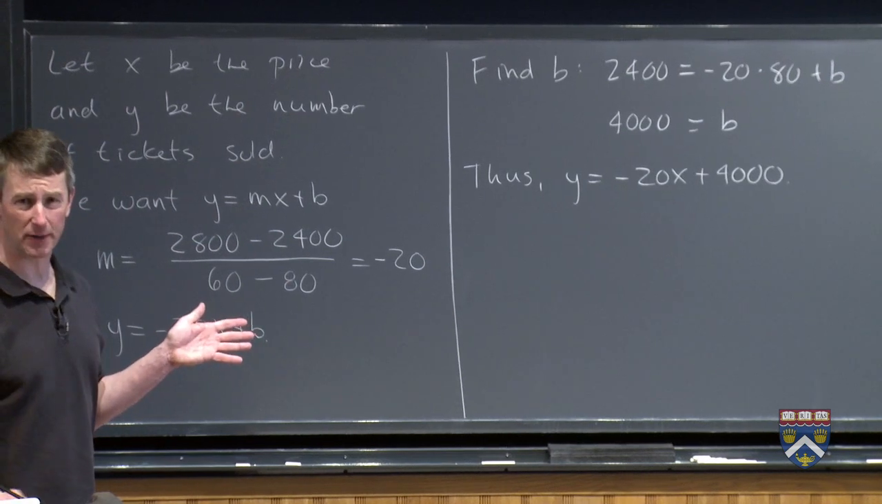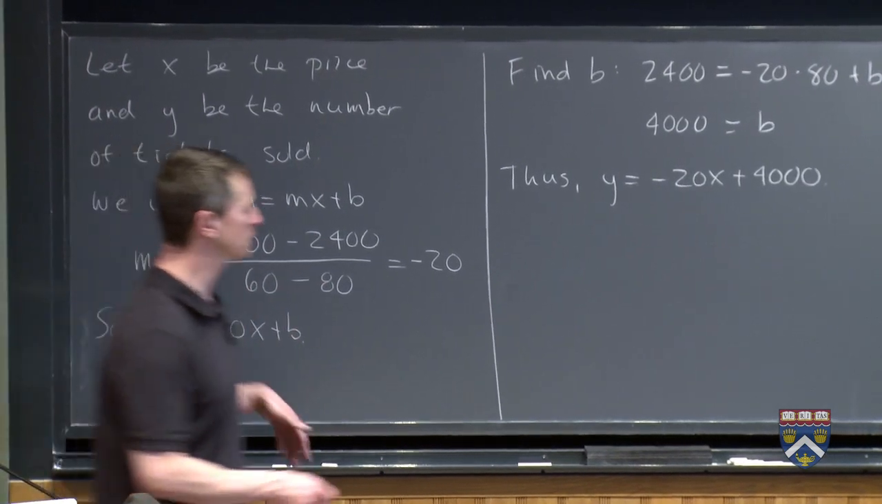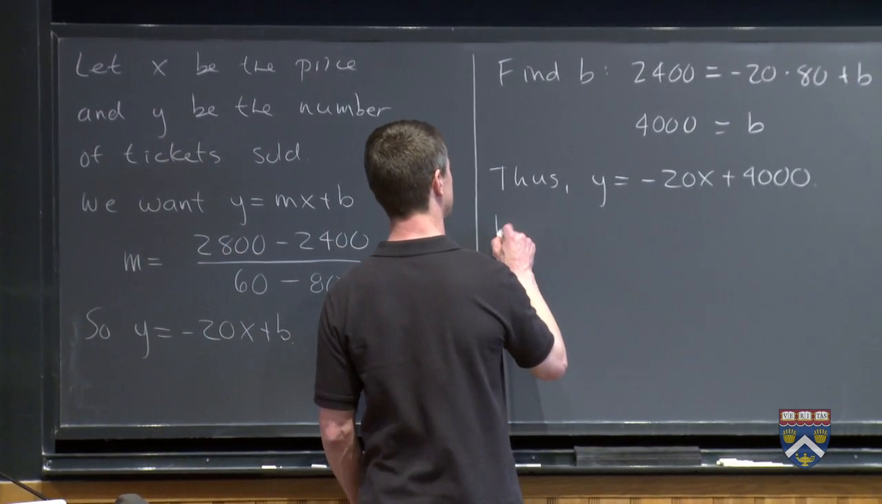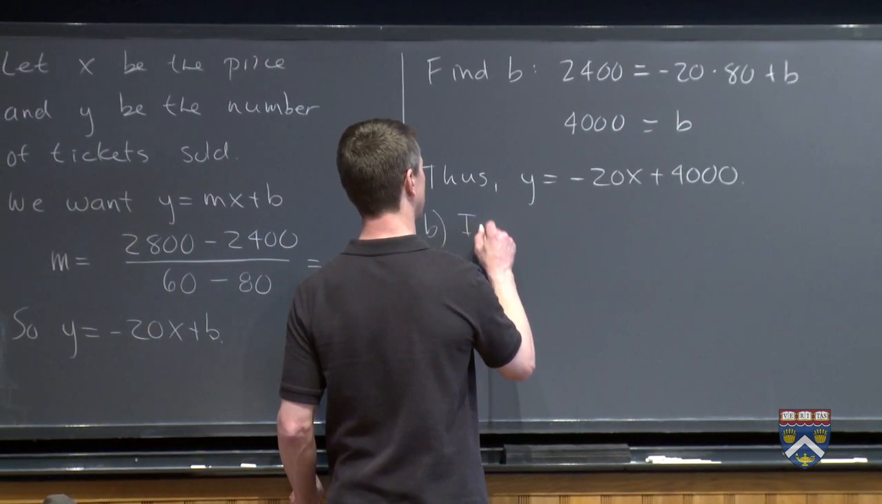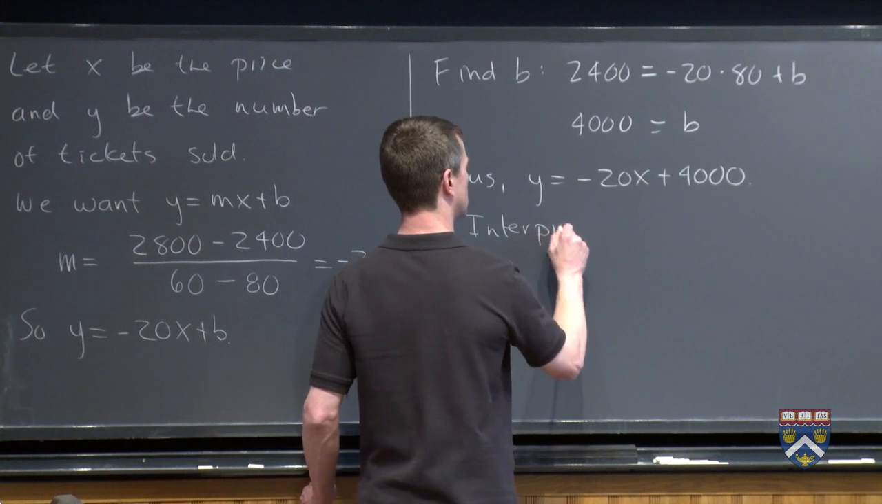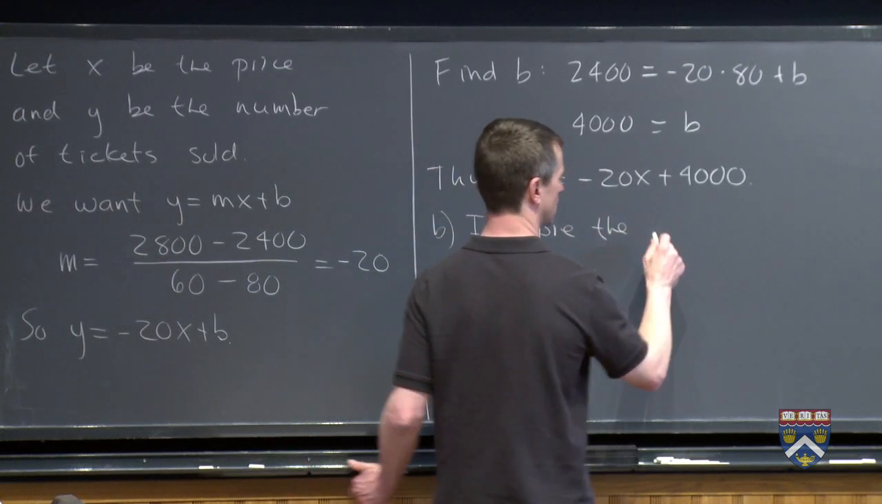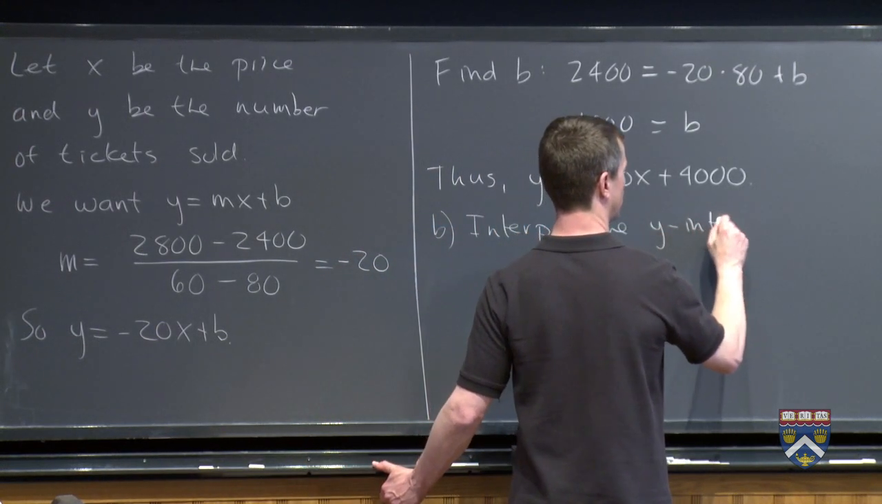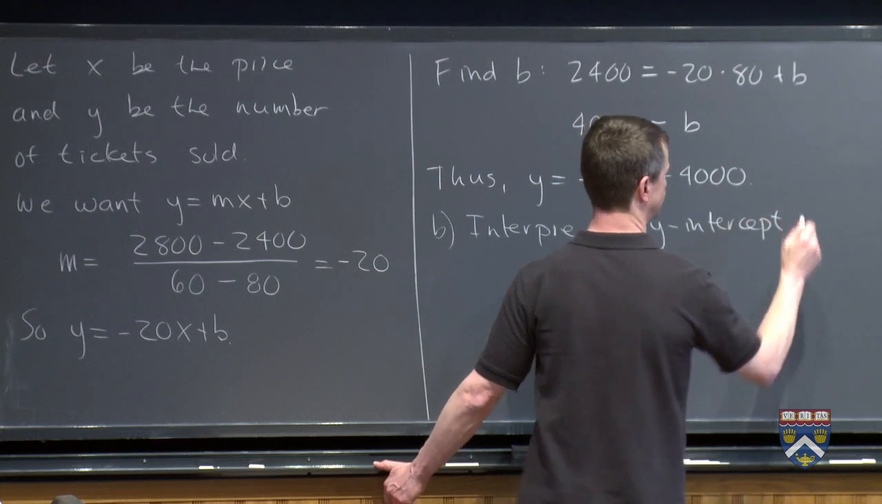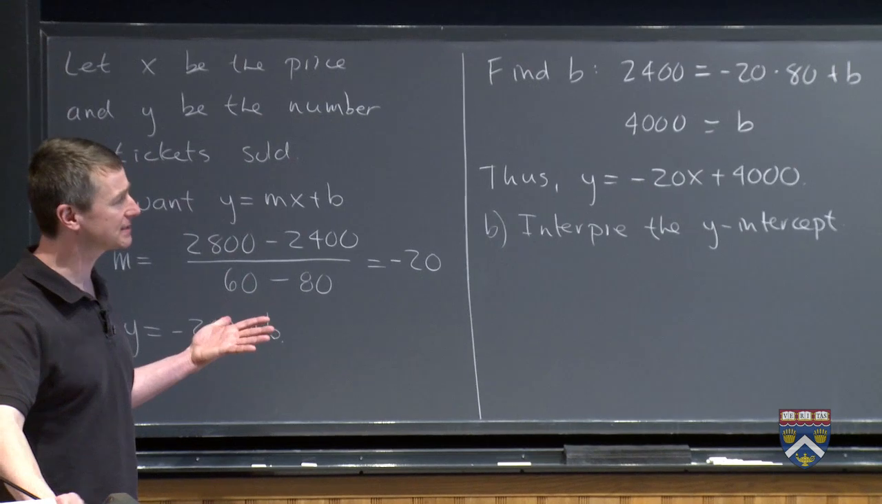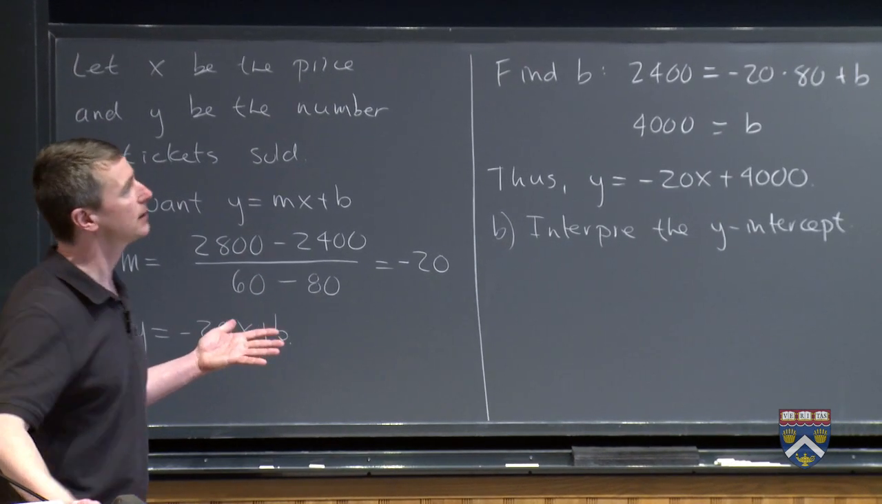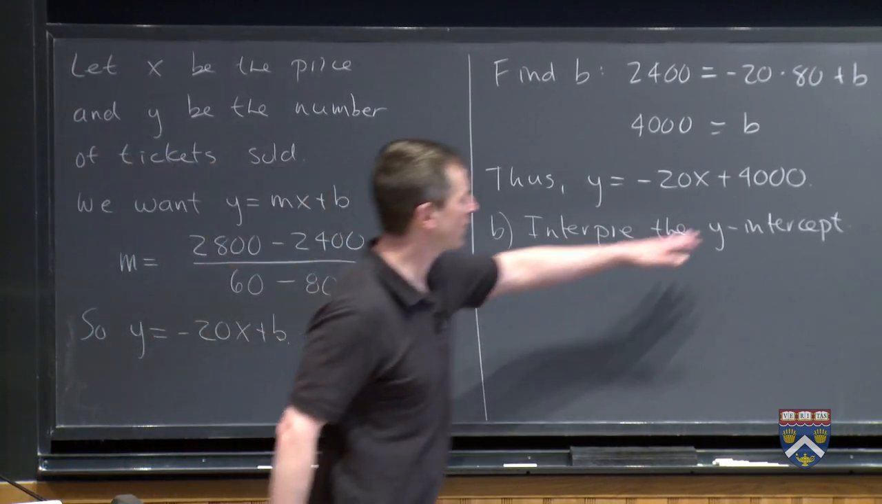But now that we've got this equation, we want to figure out what it tells us. So we want to interpret the various important features of this linear function. The first thing will be to interpret the y-intercept. This doesn't mean just say the y-intercept is 4,000. This means what does that tell us in terms of the amusement park? So this 4,000 is 4,000 what?